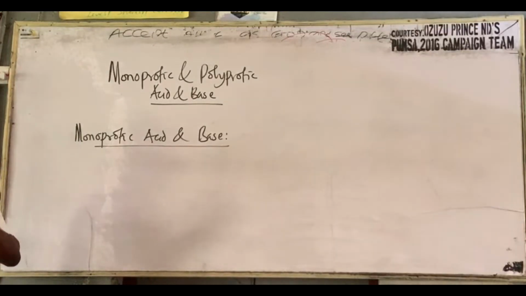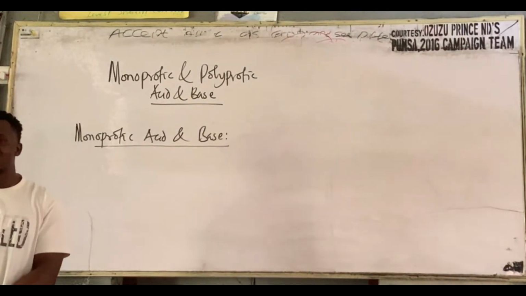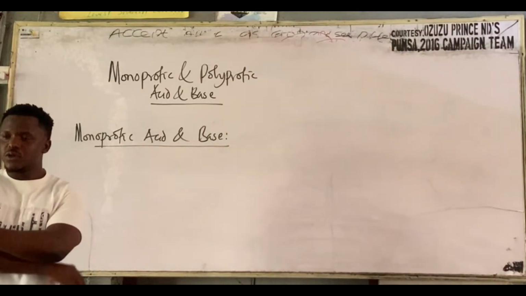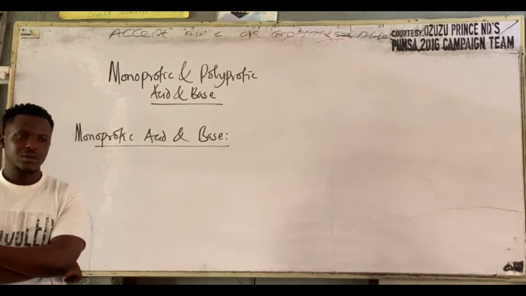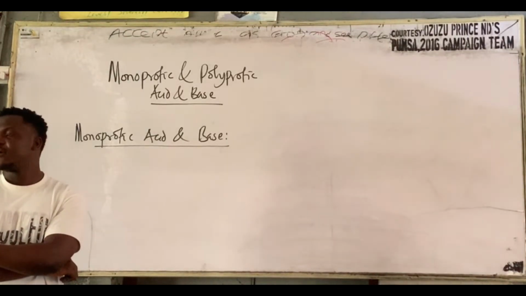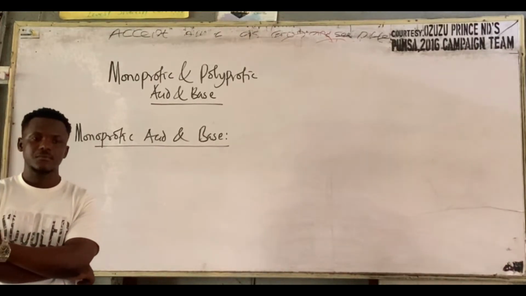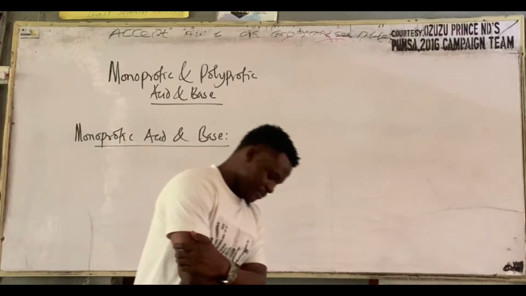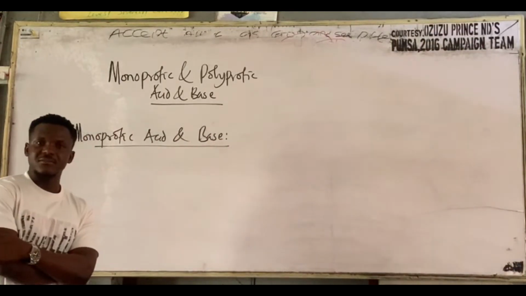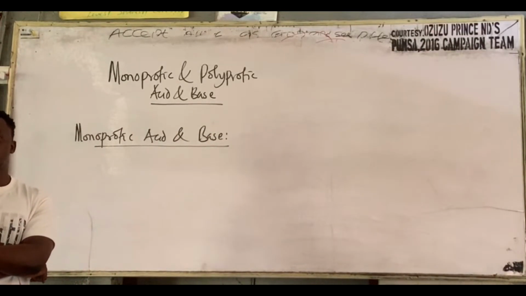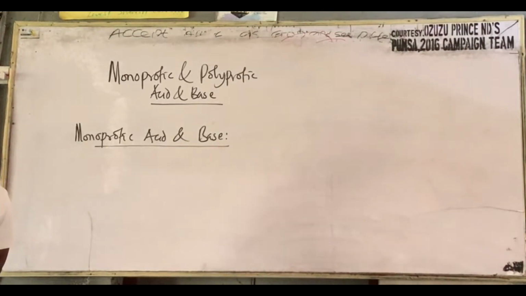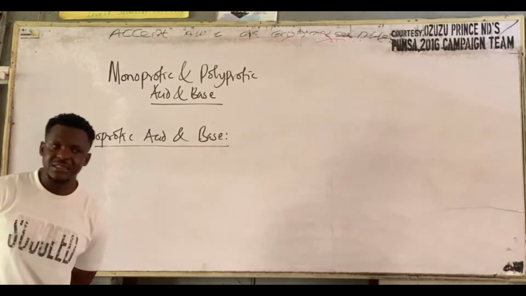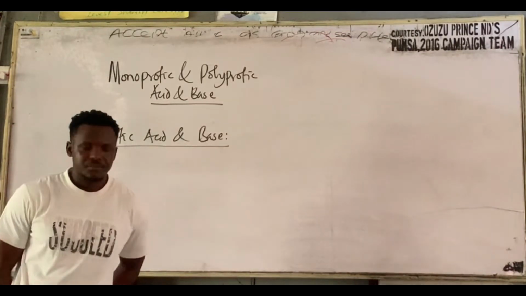Monoprotic acids are acids that can donate only one proton, whereas monoprotic bases are bases that can accept only one proton.